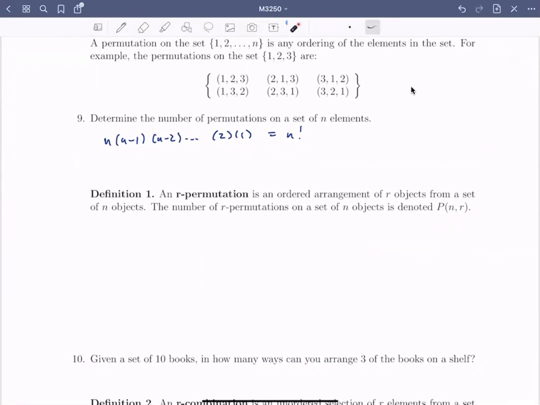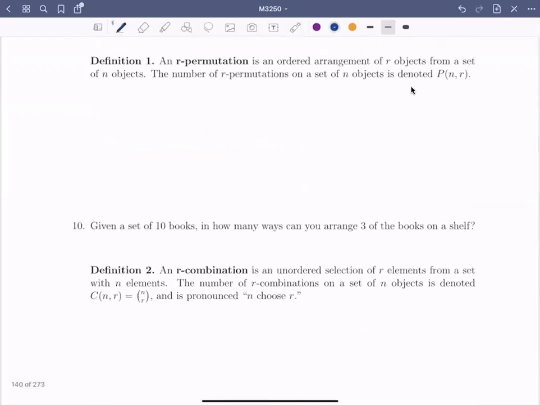Let's think about this for a second. In fact, let's look at example number 10. We have 10 books. We want to choose, I shouldn't use the word choose, which I'll explain in a second, but I want to arrange 3 of them. I'm going to pick 3 of them to arrange in a certain order. How many ways are there to do that? Well, we have 10 choices for the first book, 9 choices for the second book, and 8 choices for the third book. So altogether there are 720 ways that you can arrange 3 books on a shelf given a set of 10 books to start with.